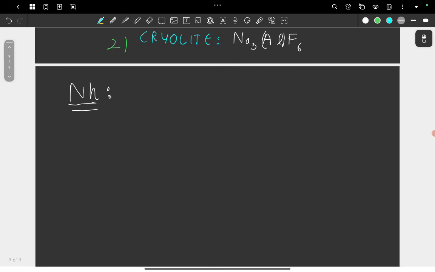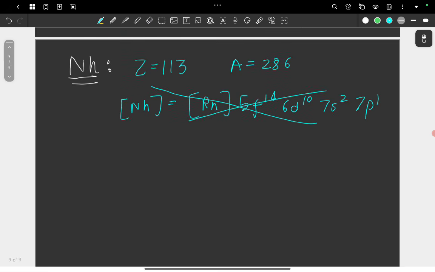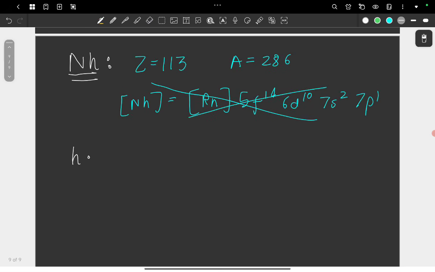So we have nihonium. Its atomic number is 113. Its atomic mass is 286. Its electronic configuration is that of radon, but followed by 14 f electrons, 6d10, 7s2, 7p1. You don't have to remember this. I am just telling it because it is in the NCERT. And the half life of the most stable nihonium isotope is 20 seconds.